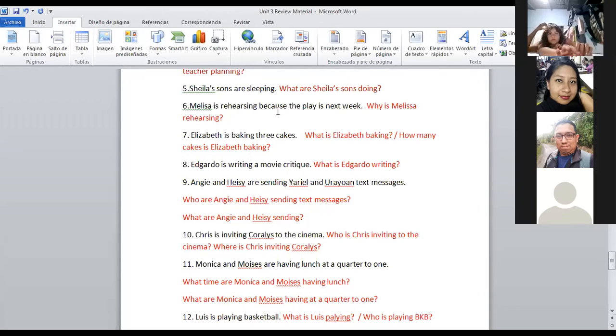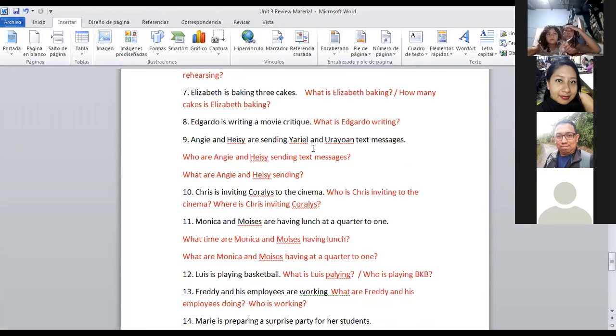Melissa is rehearsing because the play is next week. Why is Melissa rehearsing? Elizabeth is baking three cakes. What is Elizabeth baking? How many cakes is Elizabeth baking?